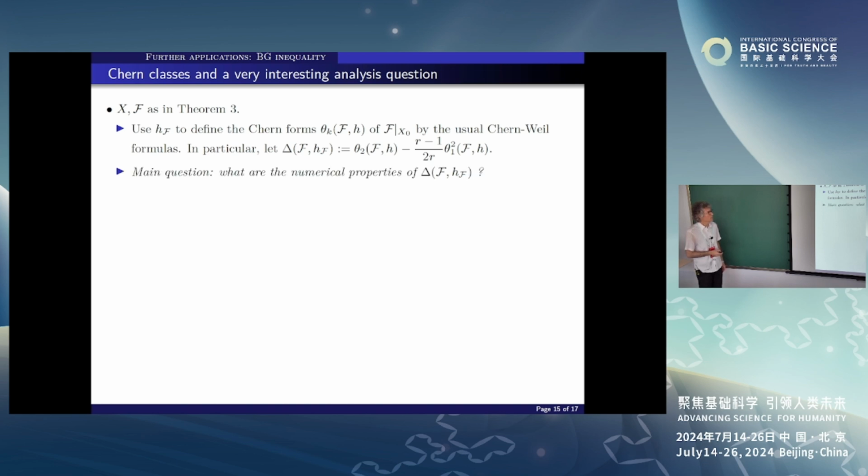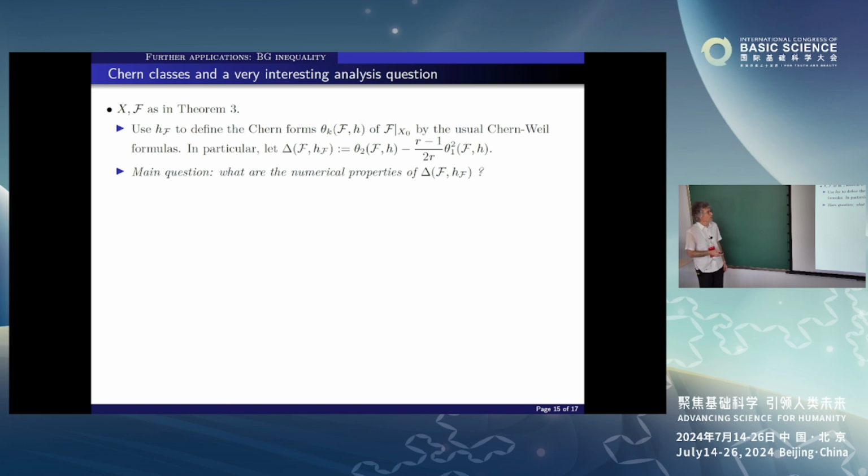And then the main question is, well, what are the numerical properties of this? This one is the same as the quantity which appears in the Kobayashi-Lübke inequality. And ideally, we would like to prove that that inequality still holds.